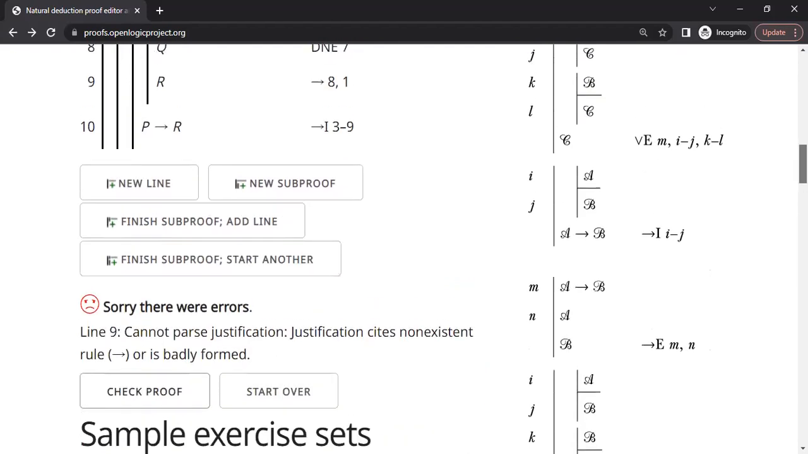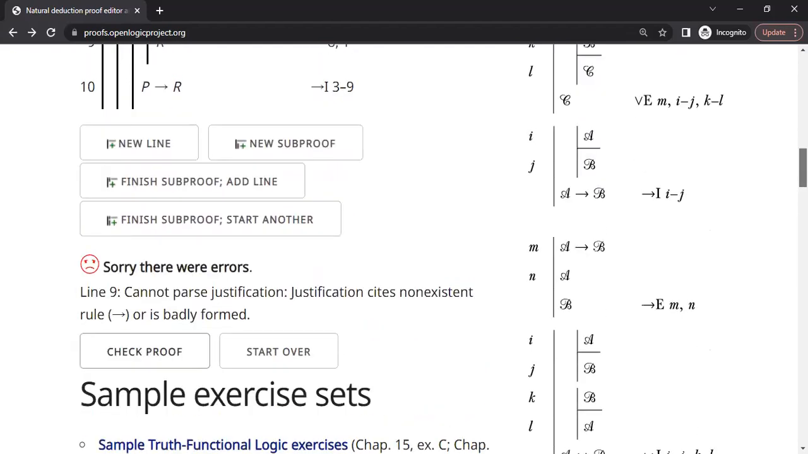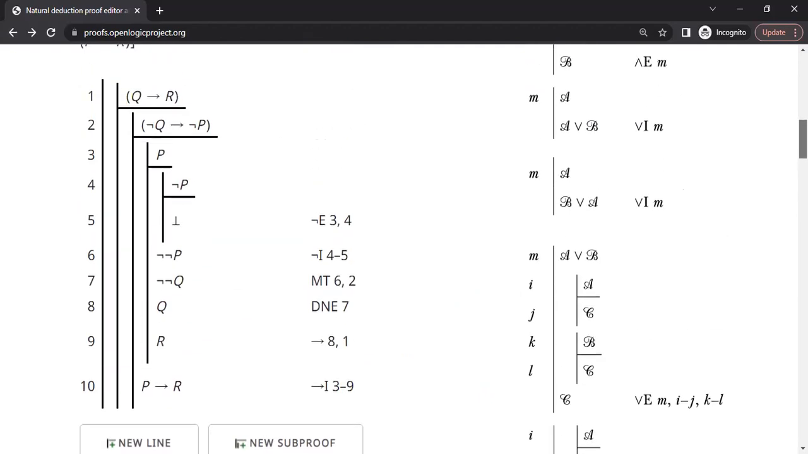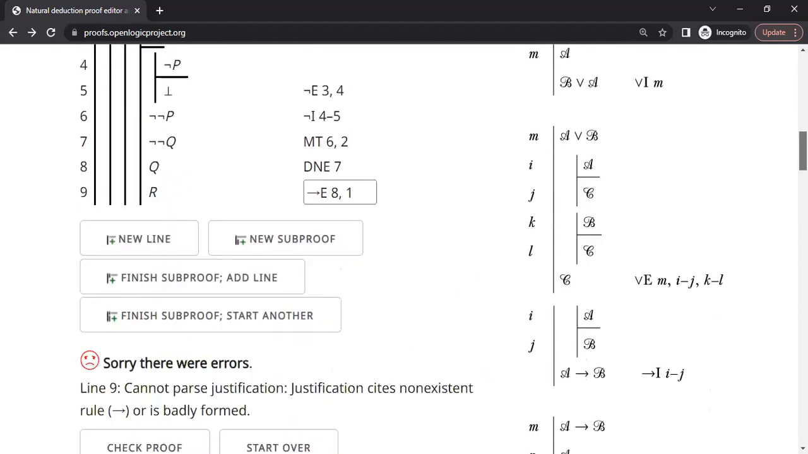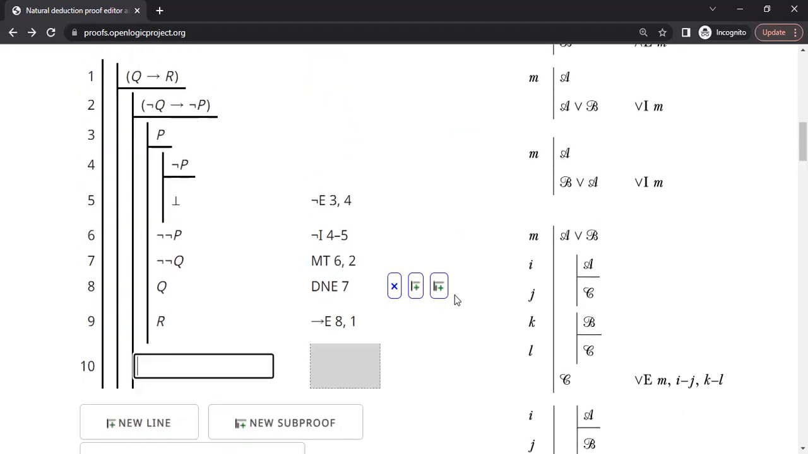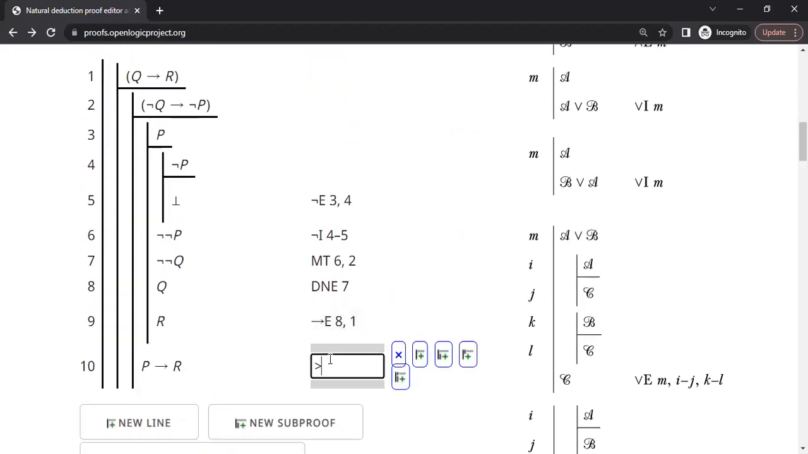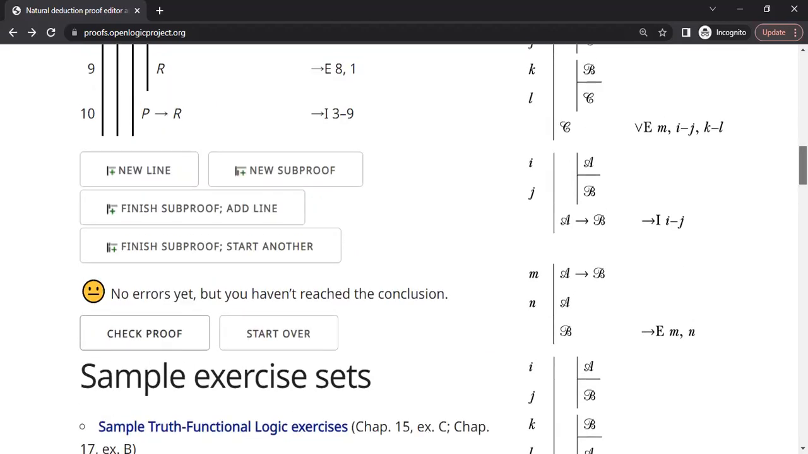Okay, again, I made a mistake. What is this? Cannot parse justification, cites non-existent rule, badly formed. Okay, let's check the proof. 8 and 1. From P, we reached R. This is because of implies introduction, line numbers 3 to 9. Yeah, so we are on track so far.